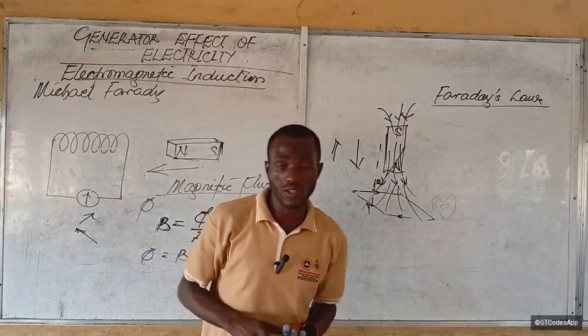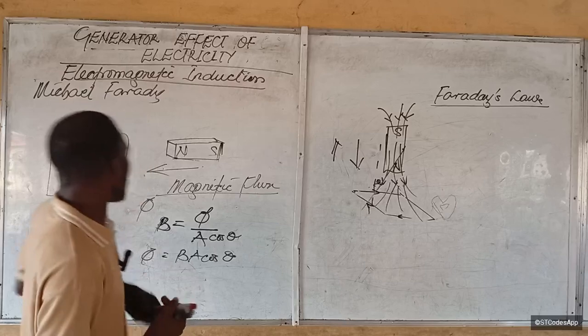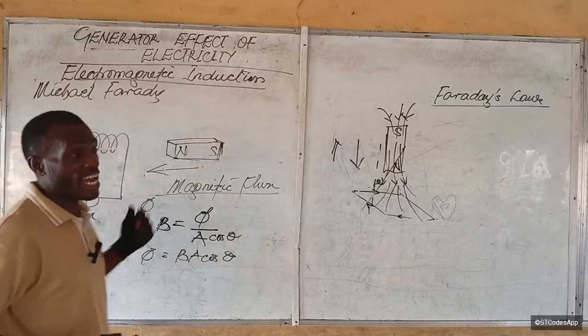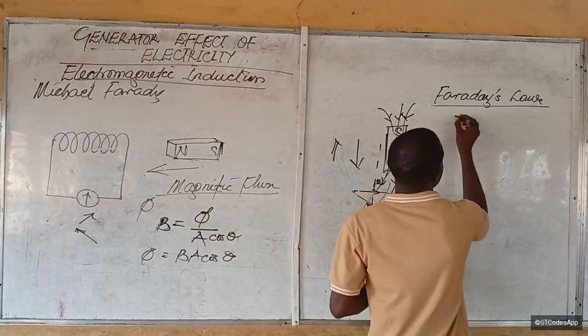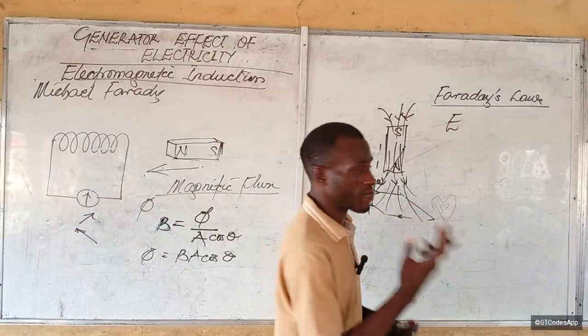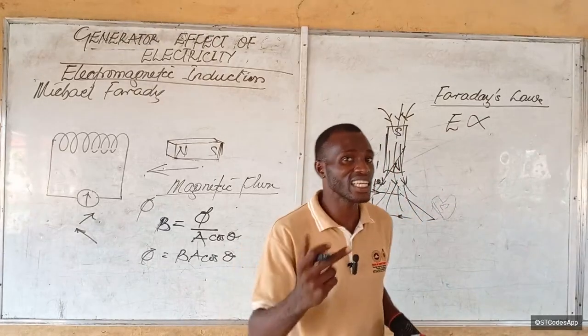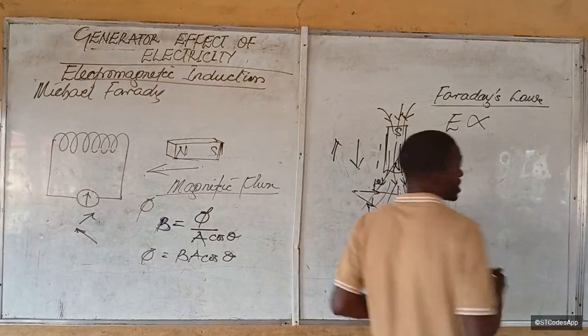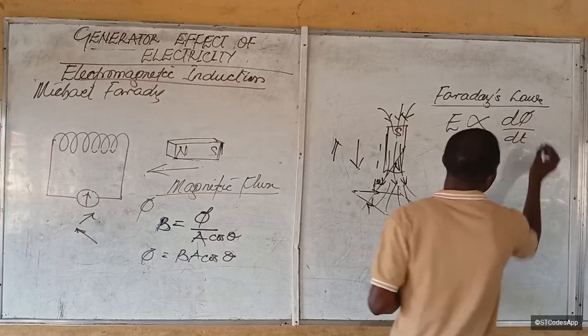So Faraday's law of electromagnetic induction states that the EMF induced in a coil of wire or in an electromagnet is directly proportional, let me put that in mathematical concept, that the EMF induced is directly proportional to the rate of change in magnetic flux. So it's directly proportional to the rate of change. So what is rate of change? d phi dt. Does that make sense now?